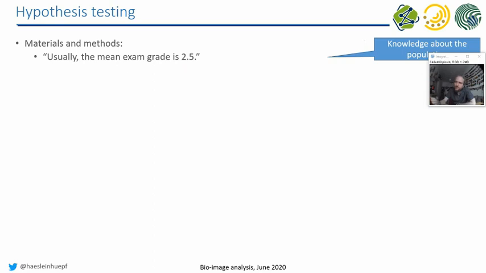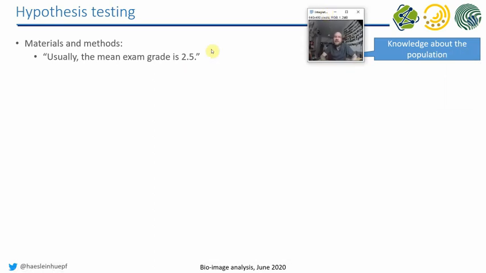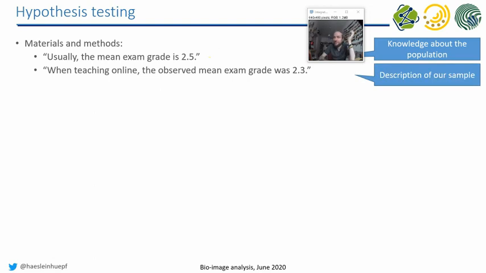So in hypothesis testing, we do the following. For example, first of all, we know that the mean exam grade over many years, over many students' sample sets, we know something about the population, and we know about the population that the exam grade usually is 2.5. When teaching online, that's what we did this year, we observed the mean exam grade was 2.3, I hope so, or even better.